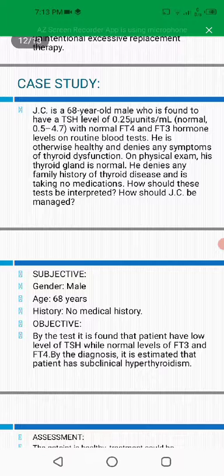Case study. JC is a 68-year-old male who is found to have a TSH level of 0.25 microunits per ml. Normal range is 0.5 to 4.7, with normal FT4 and FT3 hormone levels on routine blood tests. He is otherwise healthy and denies any symptoms of thyroid dysfunction. On physical exam, his thyroid gland is normal. He denies any family history of thyroid disease and is taking no medications. How should these tests be interpreted? How should JC be managed?